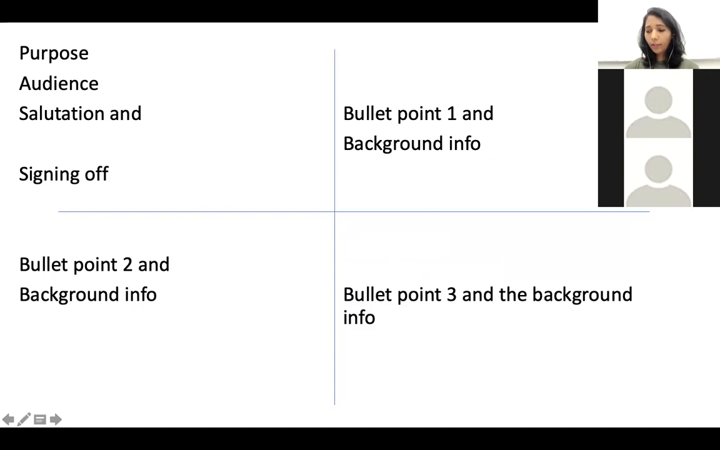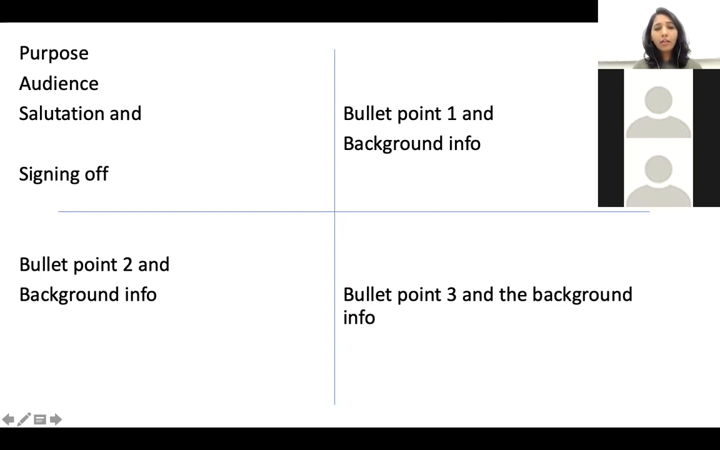Okay, and your bullet point three. Bullet point three is like, I believe the border is going to be open again by the end of this year, and we're going to have Christmas holidays and we can get together during that time. Okay. All right.